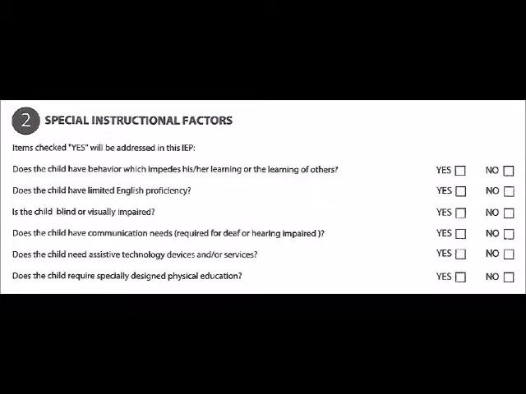Section 2 is special considerations, special factors. This might be something if there's a communication challenge, if you have speech class. This might be something if there's a visual challenge, or if there's something along the lines of a behavioral challenge, or the last question asked, does the child require specially designed physical education, which might be something that you had checked off on your IEP. It's helping people to know at a quick glance, what are we looking at here?